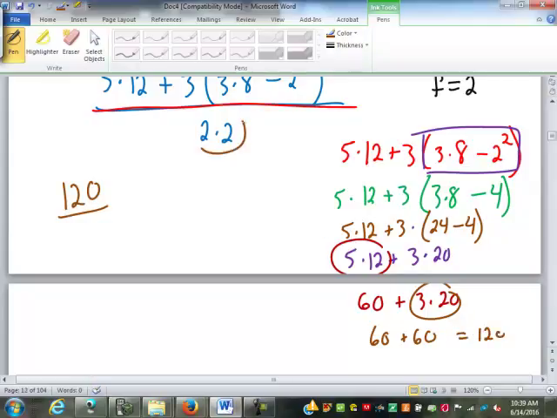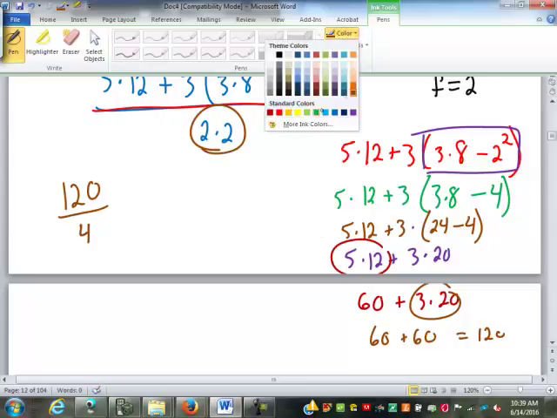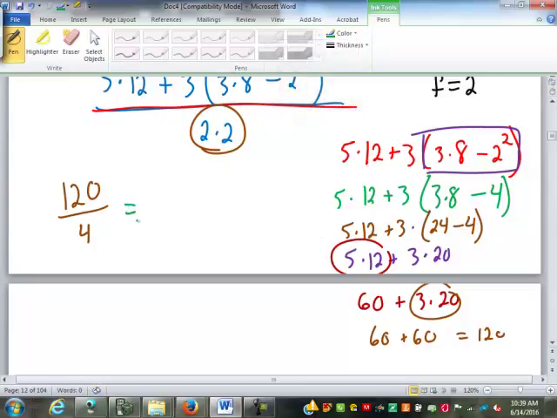On bottom, all we have is 2 times 2, which is 4. So the bottom is 4. Now that we've done everything on top and everything on bottom, we can divide. 120 divided by 4 is 30. Perfect. Good job. Okay, those can get a little tricky.